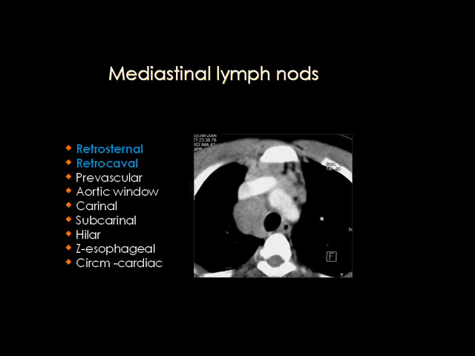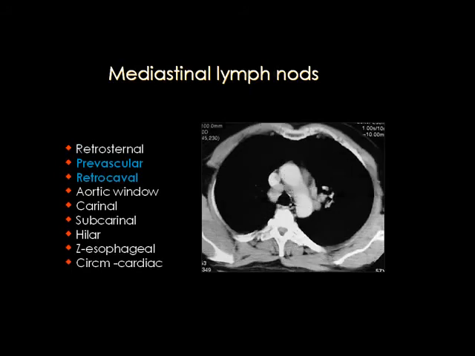Then there are 9 locations of lymph nodes in the mediastinum. The first one is the retrosternal, behind the sternum. They are also known as internal mammary lymph nodes. And this is the sternum, and these are the lymph nodes, which are the retrosternal group. The second group is posterior to the superior vena cava, and this is the arch of the aorta, and this is the superior vena cava, and here you can see the retrocaval group.